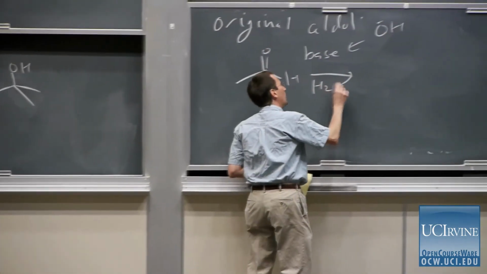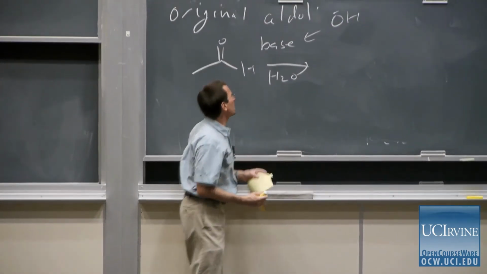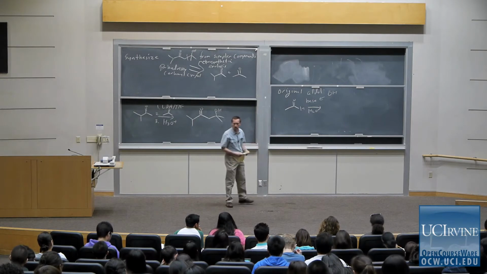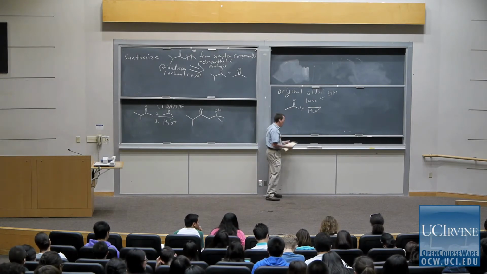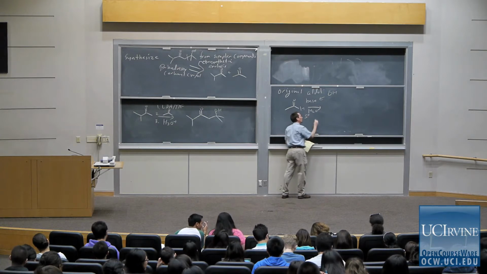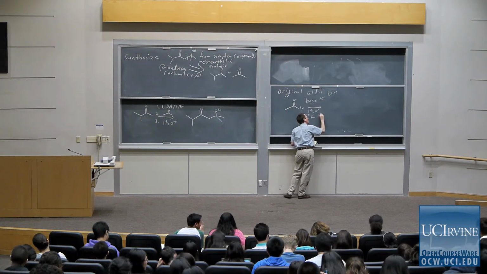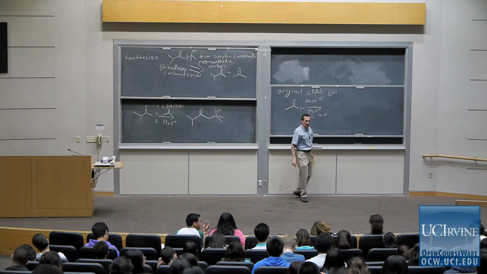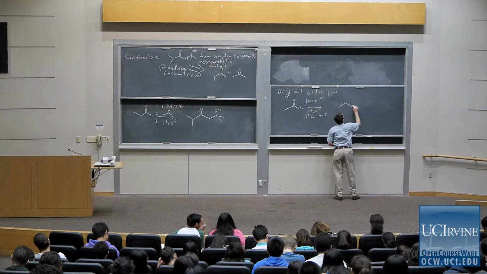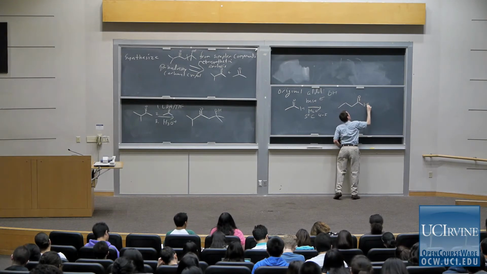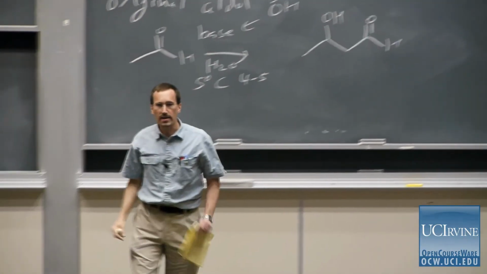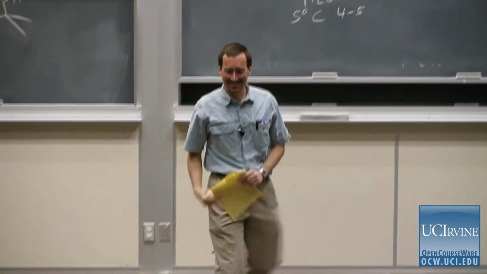The reaction happened to be done in water. Acetaldehyde is a small molecule. Water dissolves small organic molecules, right? It's got 1 oxygen atom for 2 carbon atoms. And it was done at a cold temperature, at 5 degrees Celsius, for 4 to 5 hours. And the product of this reaction in about 50% yield was the aldol product of bringing together 2 molecules of acetaldehyde. Wow.